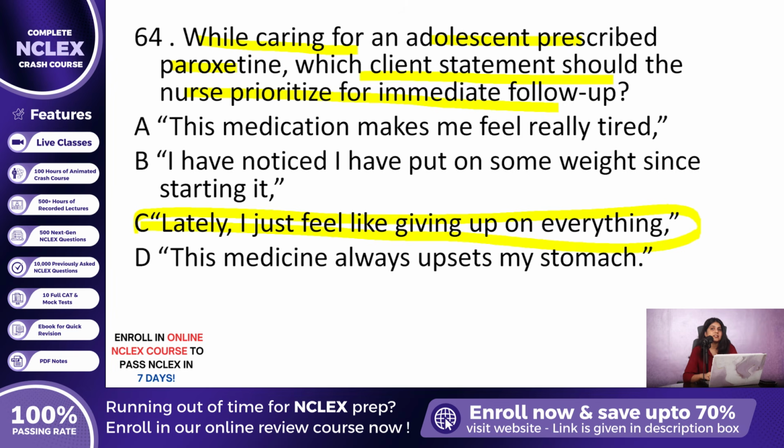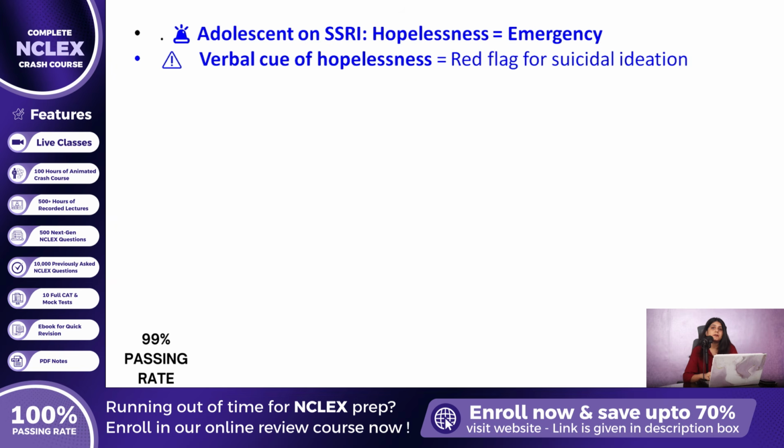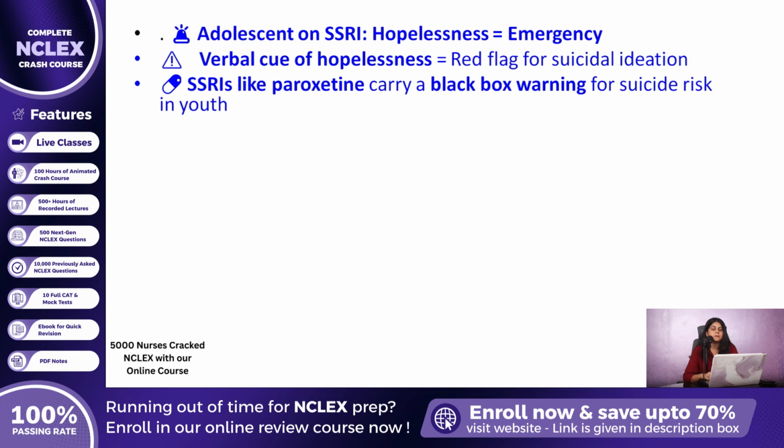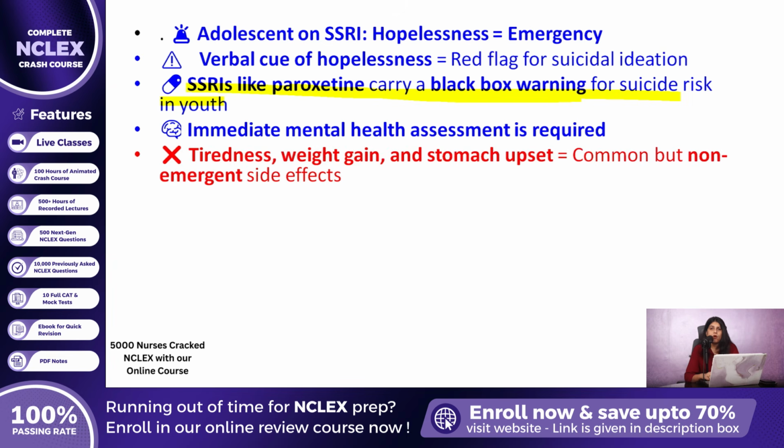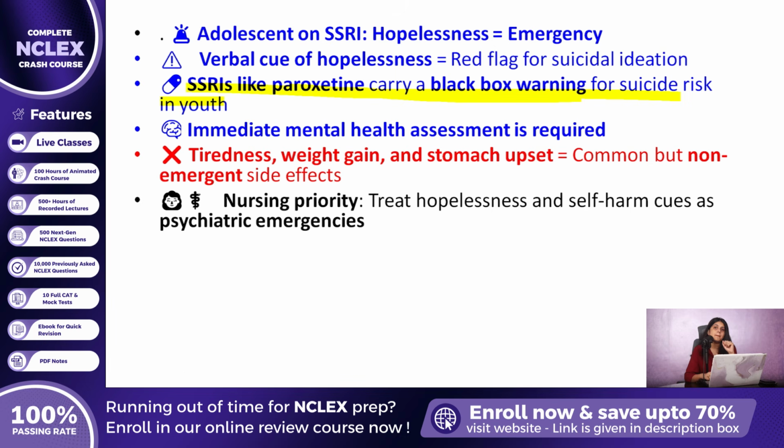This verbal cue reflects a critical level of hopelessness, which must be taken seriously, especially in adolescents prescribed selective serotonin reuptake inhibitors such as paroxetine. These medications carry a black box warning for increased risk of suicidal ideation in this age group, so any indication of giving up must trigger an immediate safety intervention. While tiredness, weight gain, or stomach upset are common side effects of SSRIs, they do not represent a psychiatric emergency. Always remember, statements about hopelessness or self-harm must prompt an immediate mental health assessment.